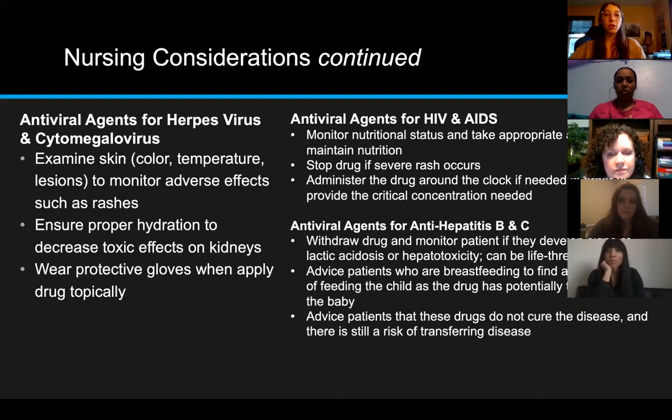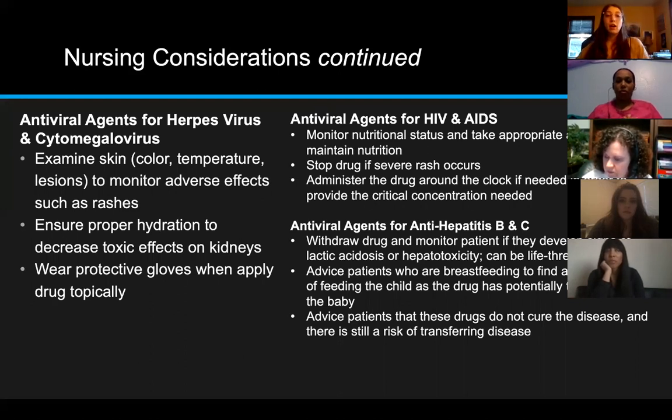And if it's a topical medication, make sure that you and the patient are wearing gloves when applying the ointment onto the lesions. For patients with HIV and AIDS taking antiviral medication, a nursing consideration is to monitor the patient's nutritional status and make sure that they are maintaining proper nutrition, to stop the drug if a rash occurs, and to administer this drug around the clock if needed in order to provide the critical concentration needed for the full effect of this drug.